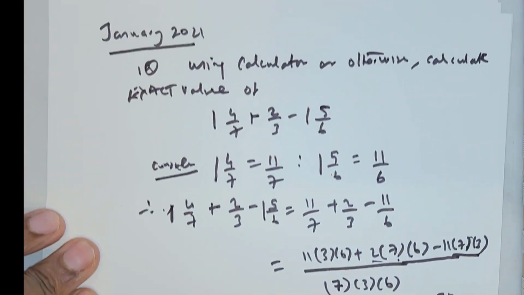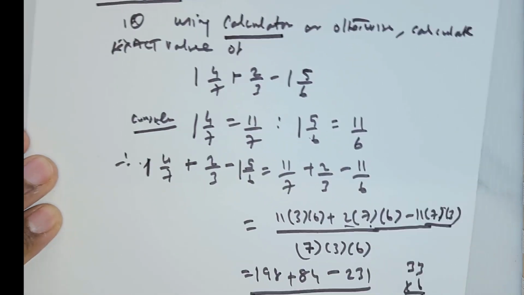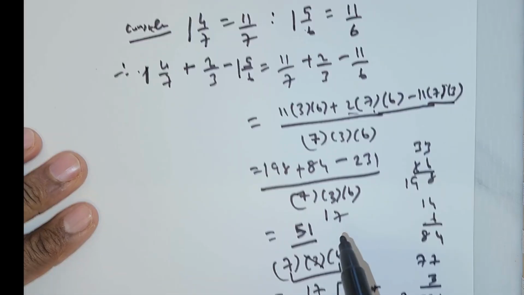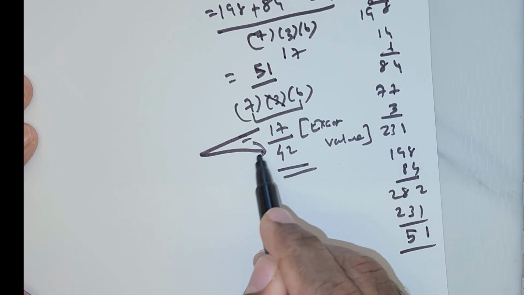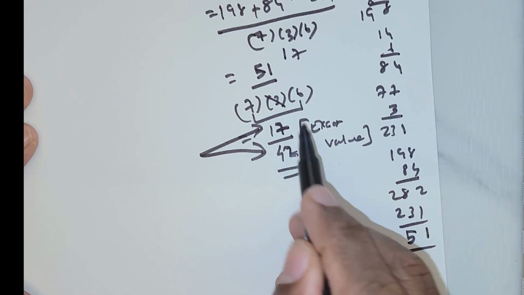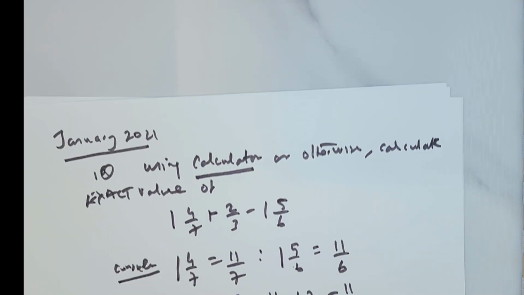Now I can understand that it is asking us either to use a calculator or otherwise. If you have a calculator, you can directly key in these values and get the outcome. But your final result should be in this form. This is the form that is expected. So having mentioned that, let's move on.